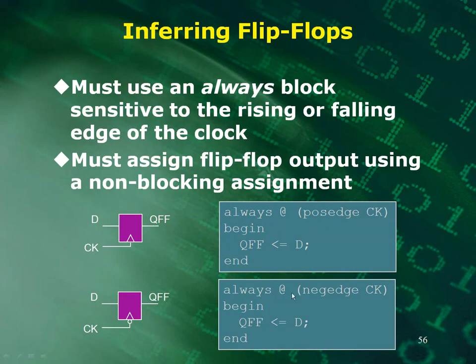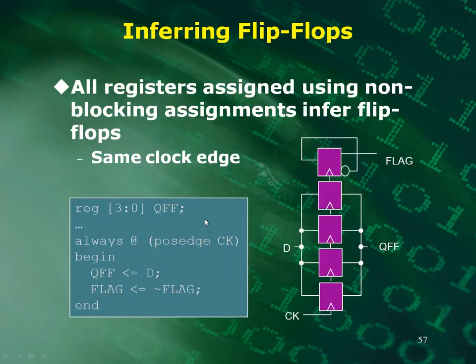Okay, here I've said always at neg edge clock, and this little bubble just means that it's an inversion. But your vendor, when you synthesize, typically they have flip-flops that can do both. Probably the most common is the pos edge clock. So all registers assign using non-blocking assignments and for flip-flops, and they use the same clock edge.